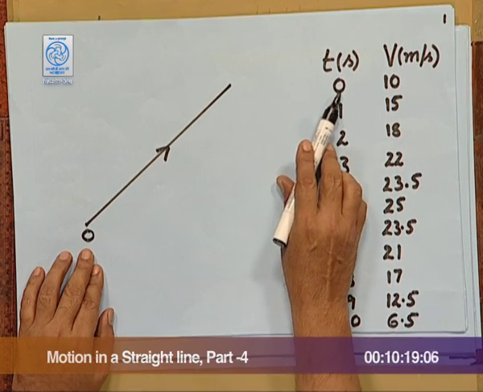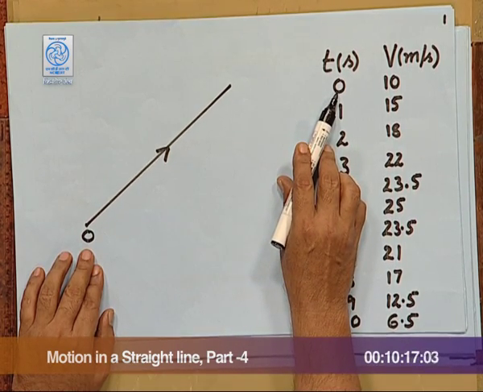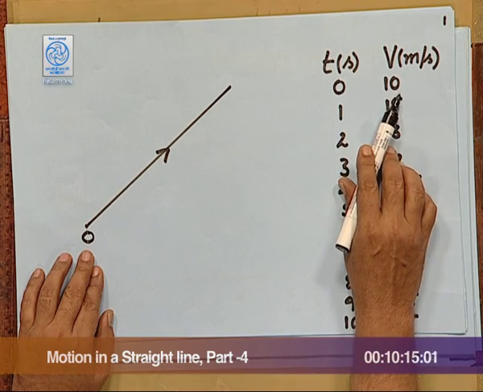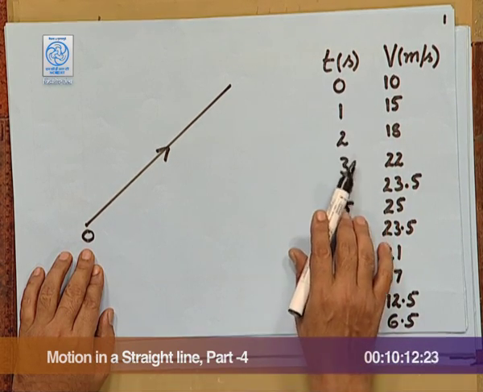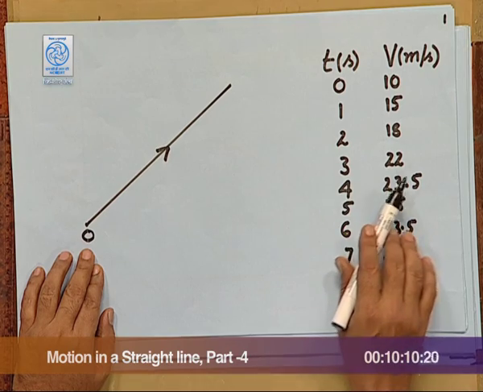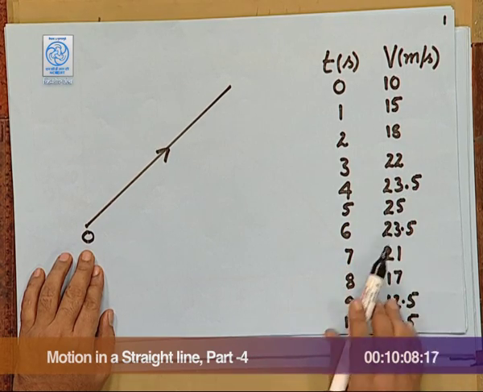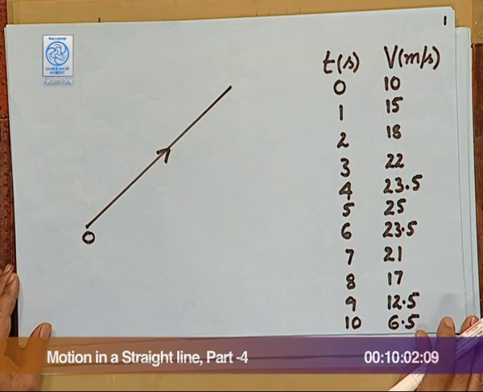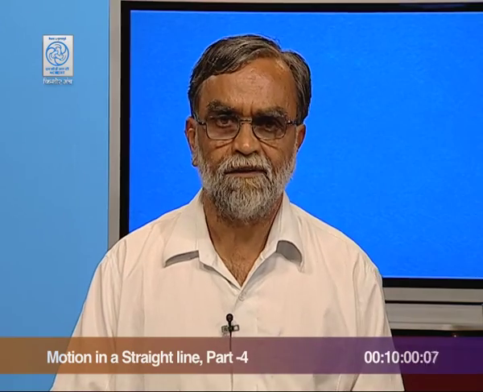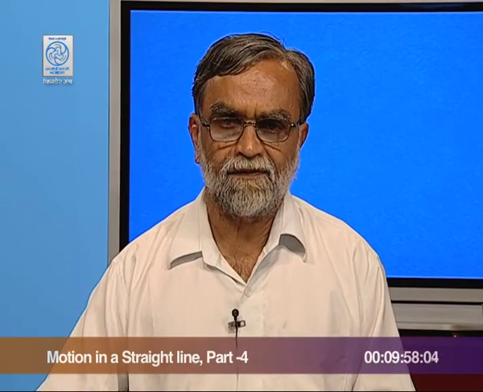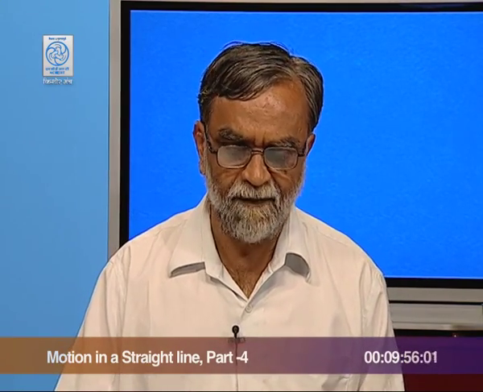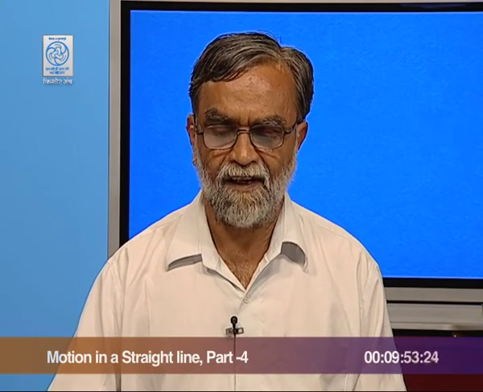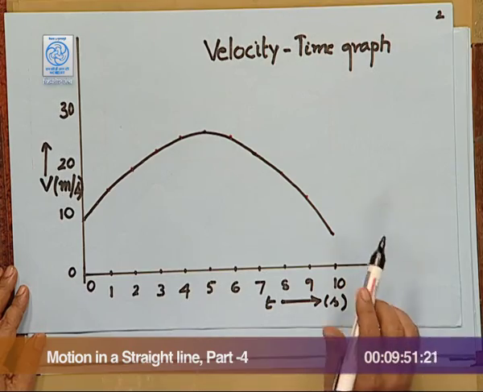At time 0, the velocity is 10 meters per second. At time 4 seconds, it is 23.5 meters per second. At 8 seconds, it is 17 meters per second. At 10 seconds, it is 6.5 meters per second. Now, the data of velocity as a function of time is plotted in the graph. Please look at this graph, the velocity-time graph.